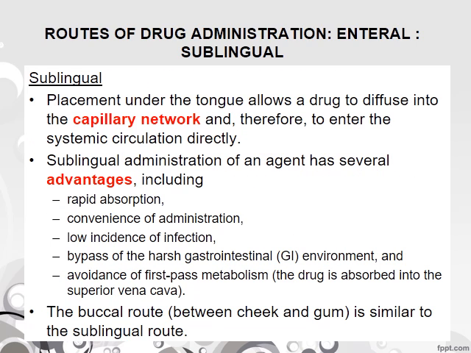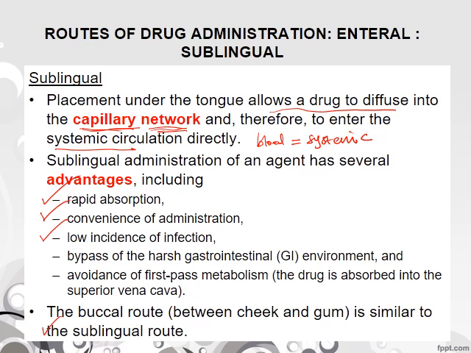So the sublingual route is the placement of the drug under the tongue that allows the drug to diffuse into the capillary network and therefore enter the systemic circulation. So the final destination is the blood, which is the systemic circulation. What are the advantages of sublingual administration? Due to the high capillary network under the tongue, it has rapid absorption. It is very convenient for administration, and we have a low incidence of infections.